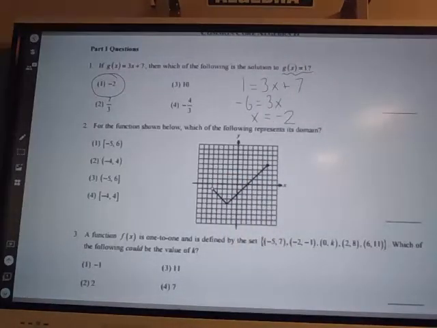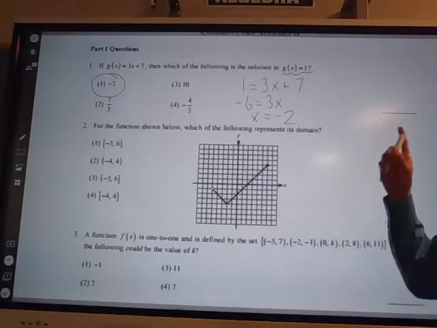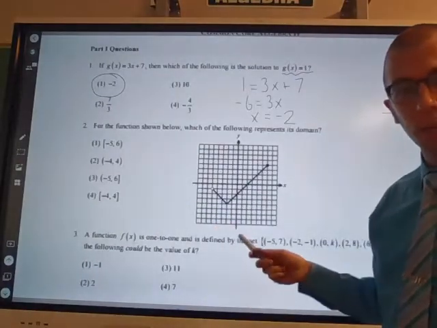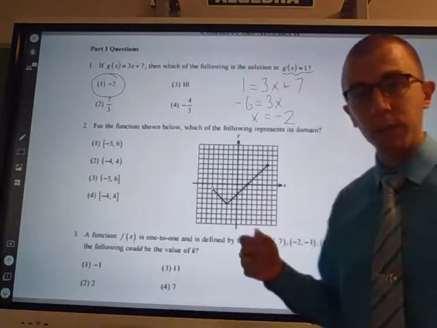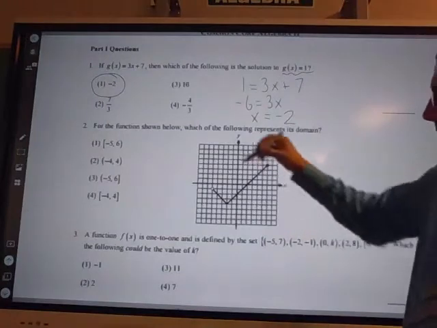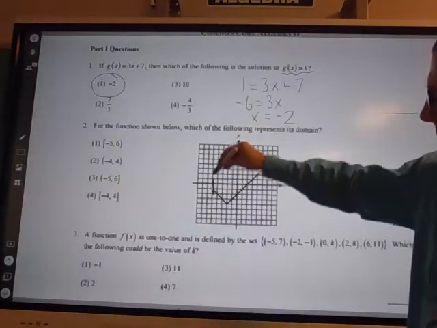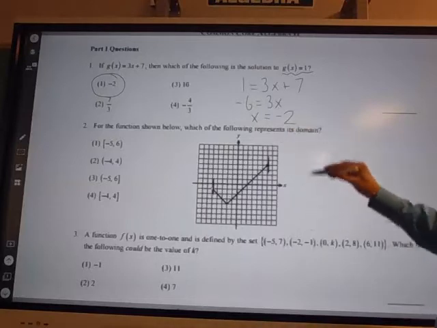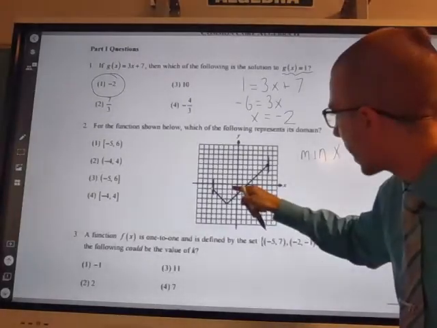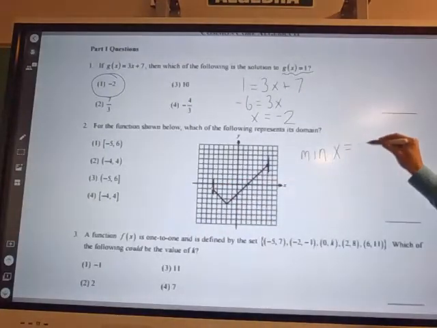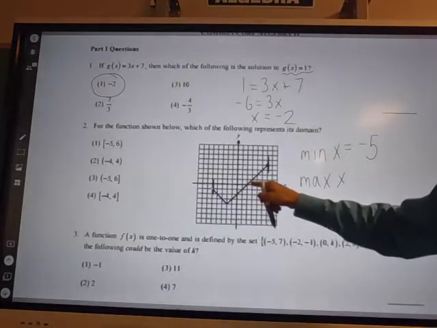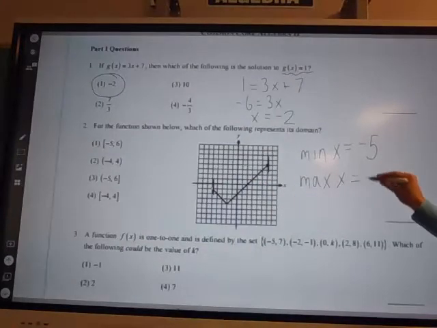All right, number 2, for the function shown below, which of the following represents its domain? We're given 4 different intervals, and we're asked to find which one represents the domain here. First of all, remember, domain is our x values. I always showed: find your minimum x value right there and find your maximum x value right there. And watch how this works. My minimum x, let's see, is negative 1, 2, 3, 4, 5. Negative 5 is my minimum x. And my maximum x, 1, 2, 3, 4, 5, 6, is 6.